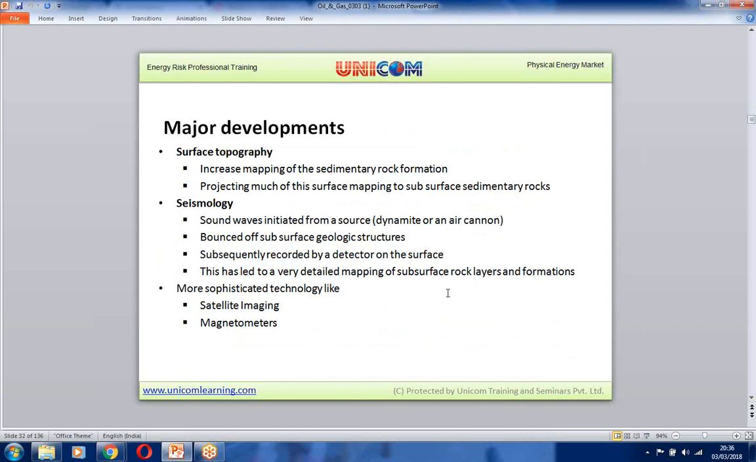And there is more sophisticated technology, as I was saying: there's 3D mapping, satellite imaging, magnetometers, and gravity meters. So what magnetometers do is, when oil and gas flows, the magnetic field of the earth gets disturbed, and these magnetometers record those disturbances, and they can predict where the oil and gas resources are. Similarly with gravimeters, there are minor fluctuations in the effect of the Earth's gravity, and those help in detecting where oil and gas reserves exist.